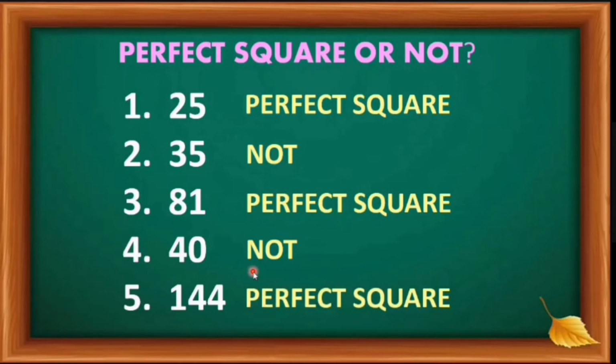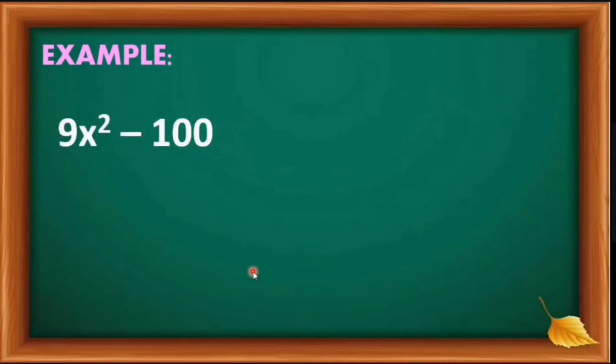Okay, so since we already know how to identify numbers that are perfect squares and not perfect squares, I think we are ready to answer the following examples. First, we have 9x squared minus 100. Is the first term a perfect square? 9 is a perfect square. X squared is also a perfect square. The second term, which is 100, is also a perfect square because its square root is 10. And the two terms are separated by the operation subtraction. So therefore, this example here is really a difference of two squares.